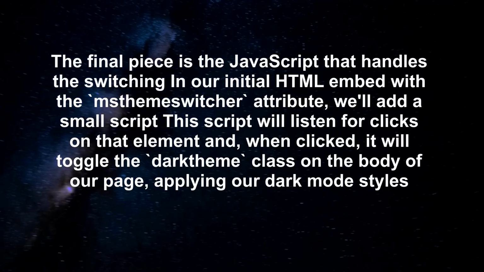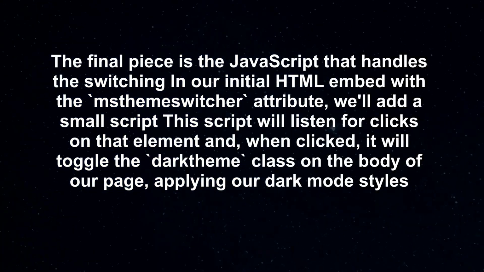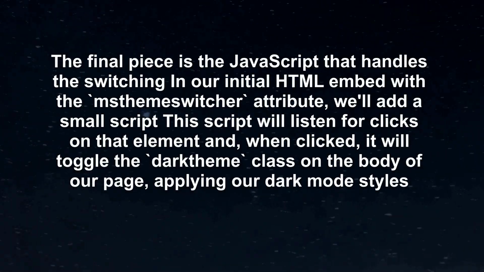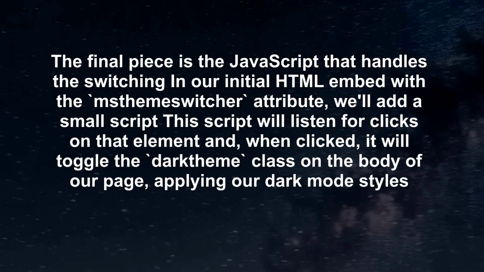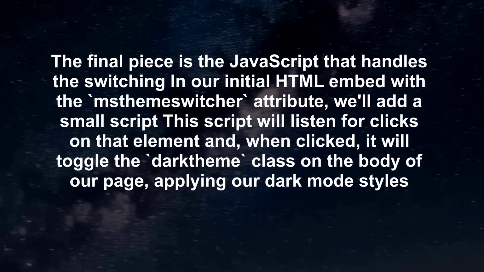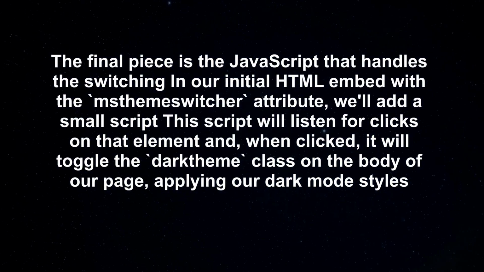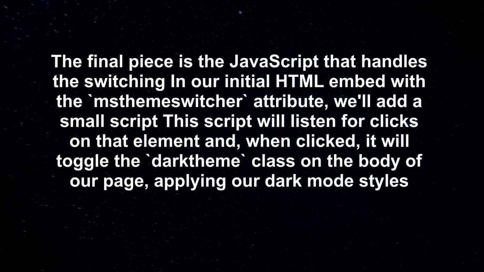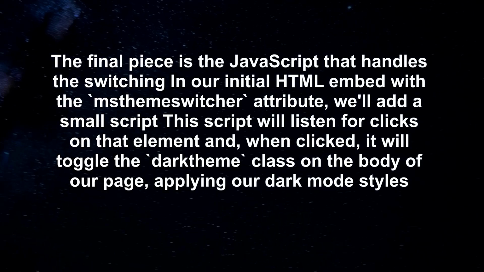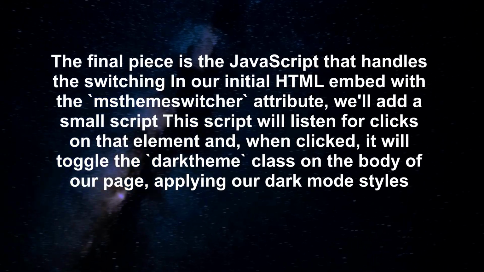The final piece is the JavaScript that handles the switching in our initial HTML embed with the MS Theme Switcher attribute. We'll add a small script. This script will listen for clicks on that element, and when clicked, it will toggle the dark theme class on the body of our page, applying our dark mode styles.